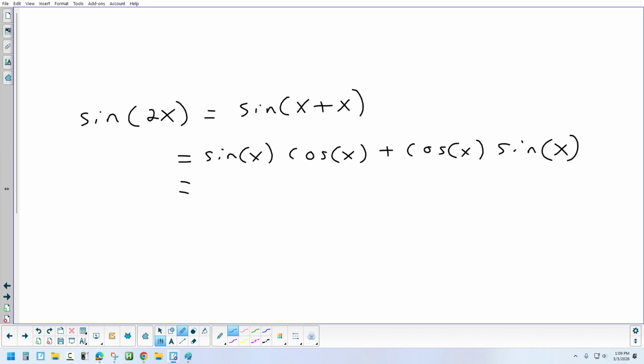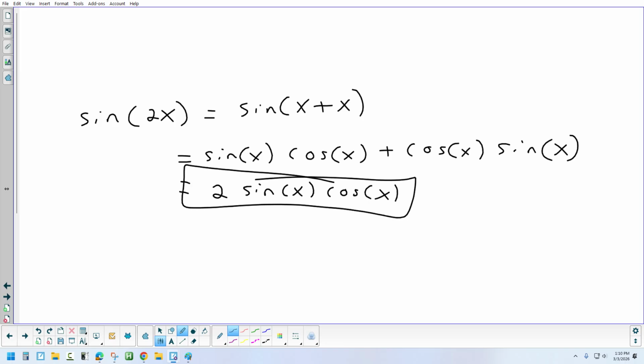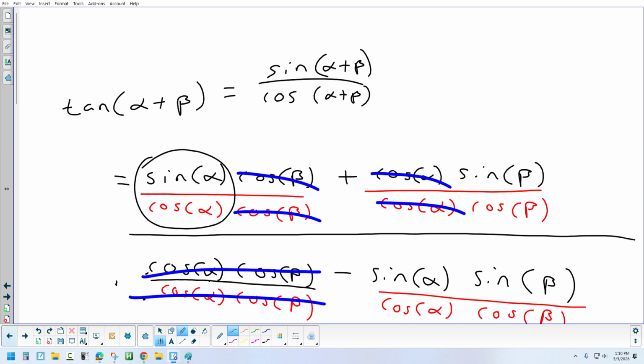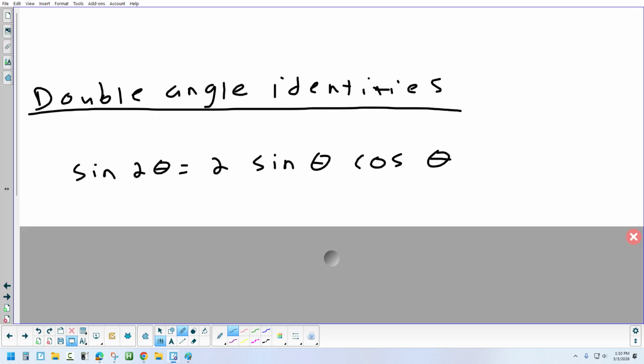What does sine times cosine plus cosine times sine simplify to? It's like x times y plus y times x. It's really, yeah, 2 sine x cosine x. There you go. So that's how you can get rid of having a 2 inside the argument. You can rewrite this as 2 sine cosine. It doesn't matter if you use x or theta, just whatever letter they use. That's called a double angle identity.